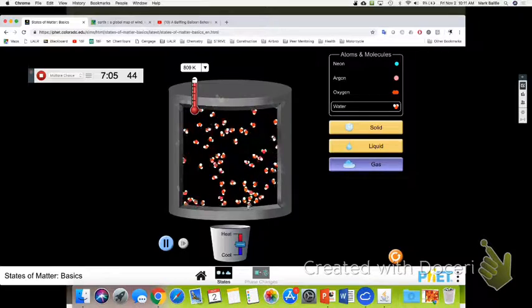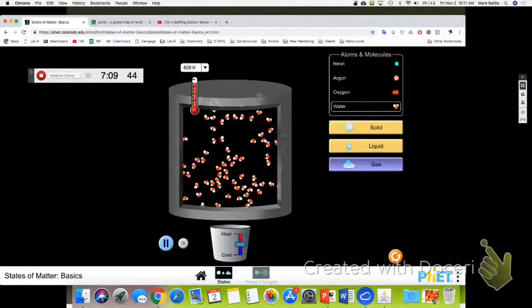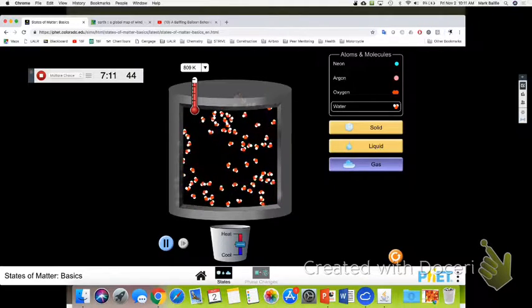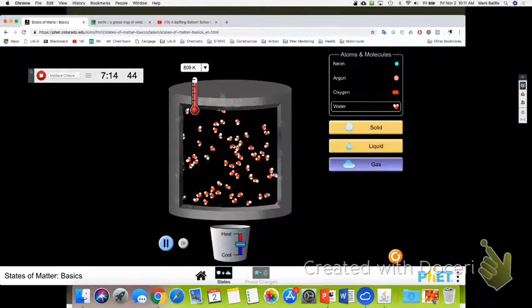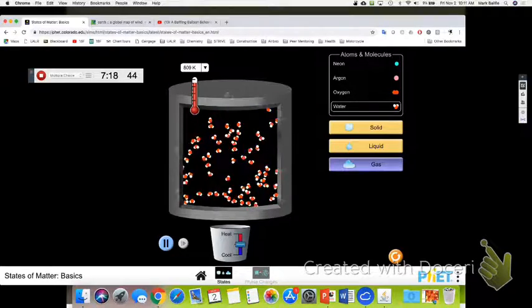Some of them are spinning a lot, some of them are bouncing at high speeds, other ones are almost standing still, some of them are moving really quickly. So the average energy for that system is increased. The average speed is increased to the point where now there's no longer liquid.